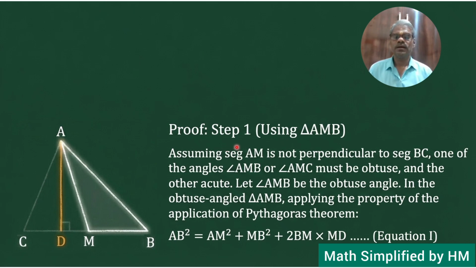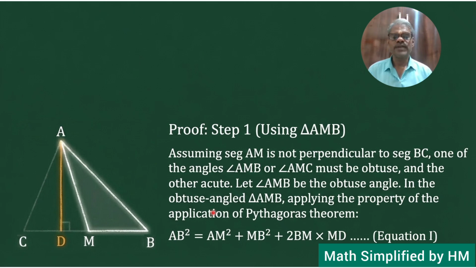Now we will write step 1 of the proof. Assuming segment AM is not perpendicular to segment BC, one of the angles AMB and AMC must be obtuse and the other acute. Now in our diagram, AMB is an obtuse angle and AMC is an acute angle. Let angle AMB be the obtuse angle.